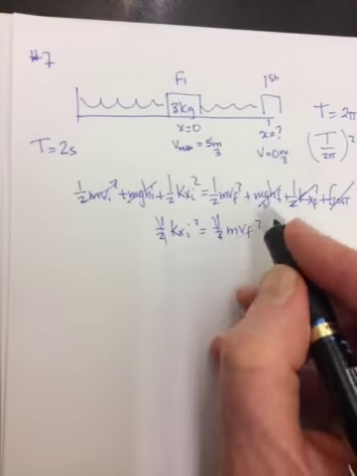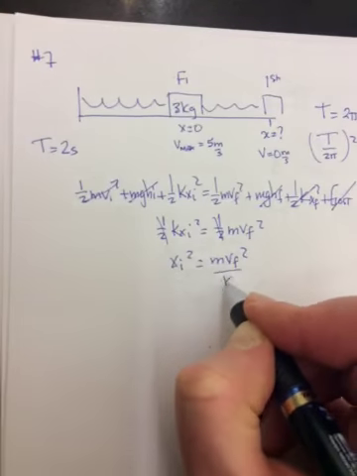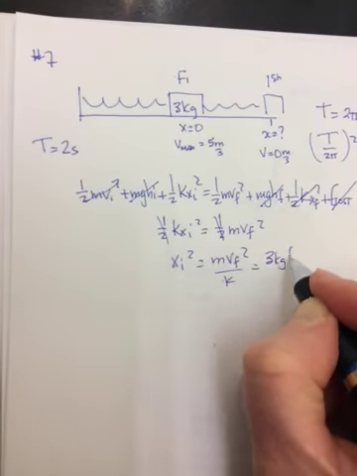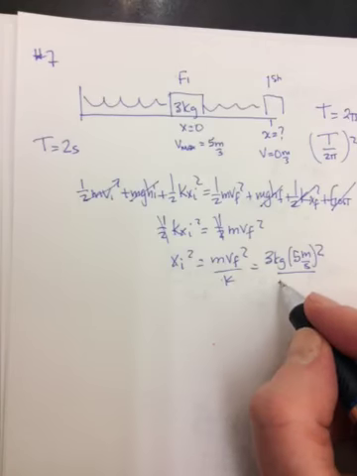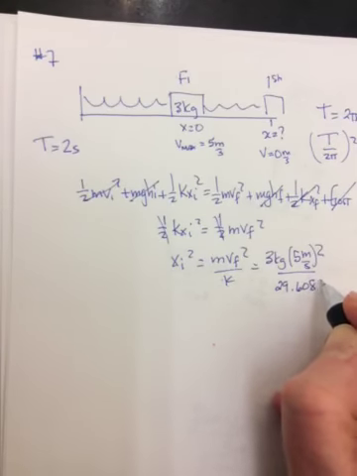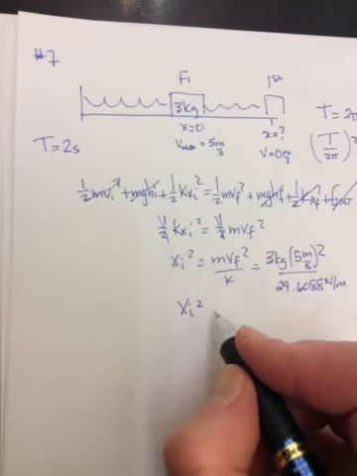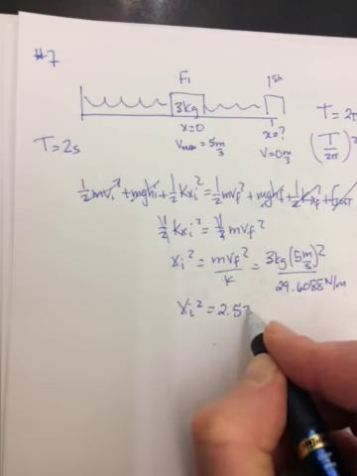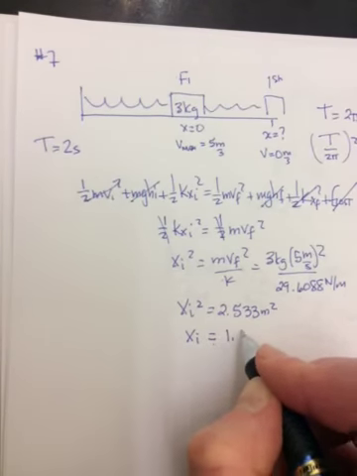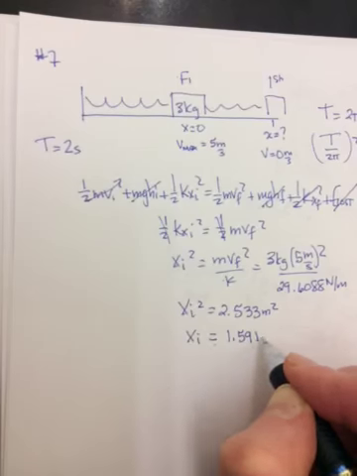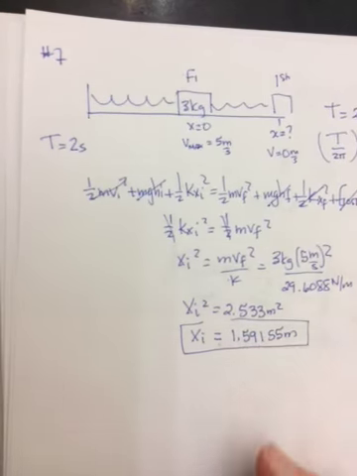So we have 1/2 k x initial squared is equal to 1/2 m v final squared. The halves cancel, and we're looking for x. So x initial squared equals m v final squared over k. So 3 kilograms times 5 meters per second squared over k, which was 29.6088 newtons per meter. And remember, what you get here is going to be x squared. So x squared is 2.533 meters squared. Take the square root, and x is equal to 1.59155 meters. Number 7 is done.